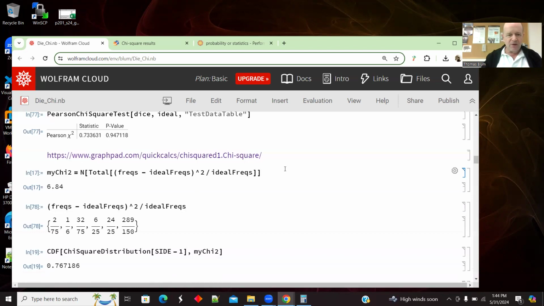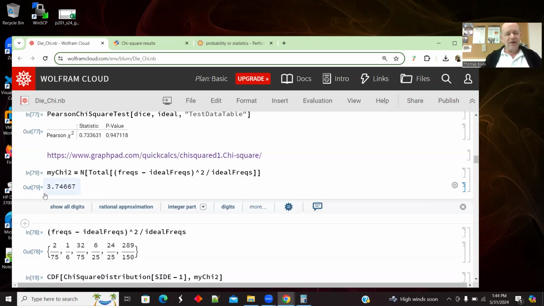Now I'm summing them up, and I add an N to make it numerical. Mathematica loves its rational expressions, and I just want numbers in this case. So I'm taking the frequencies minus the ideal frequencies, squaring that, scaling that by the ideal frequencies, and summing all those up. There were, in this case, 6 of them, and getting it as a numerical value. So this is my chi-squared.